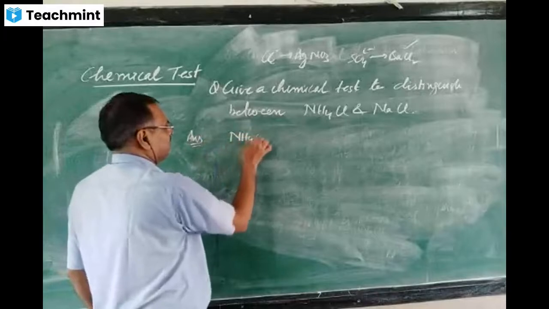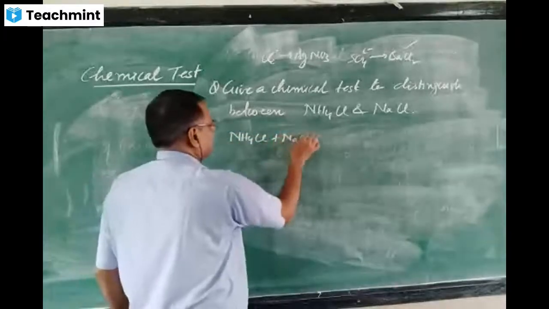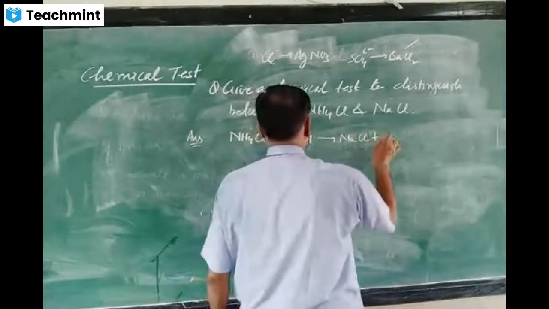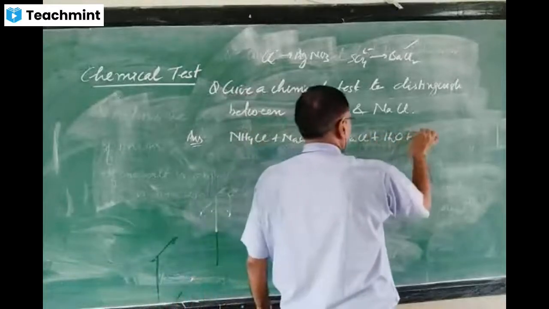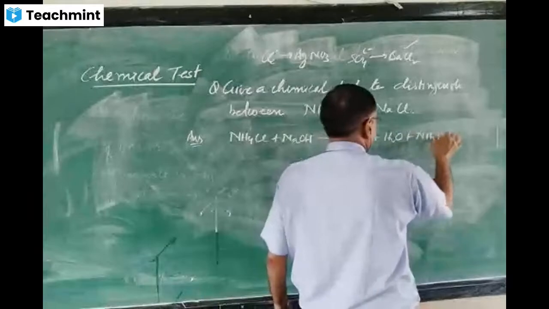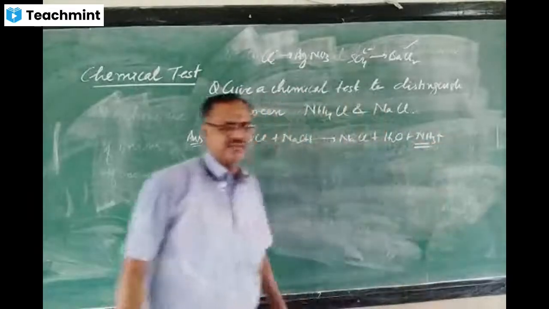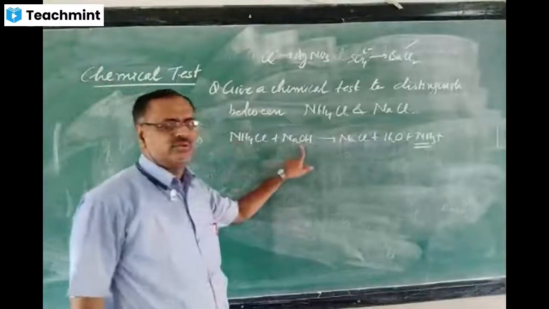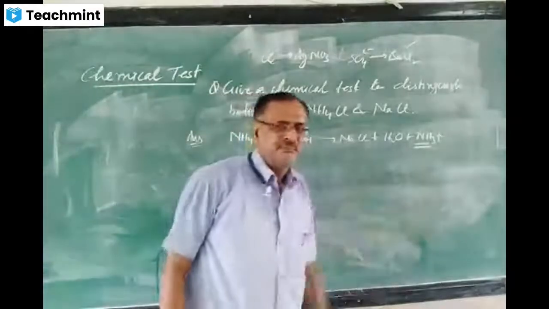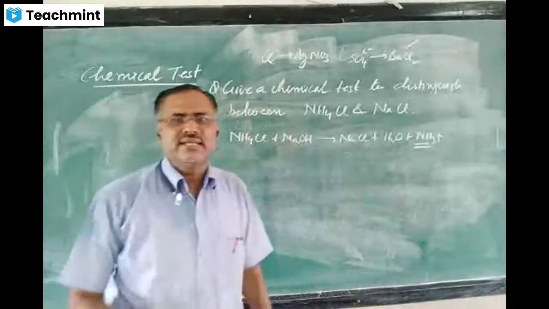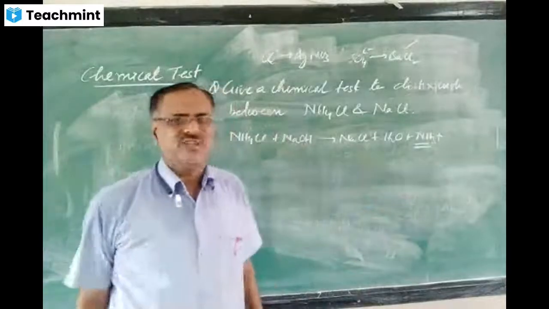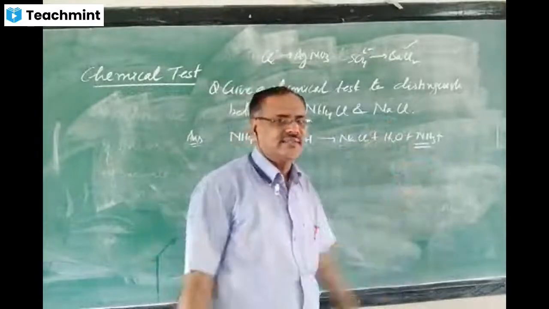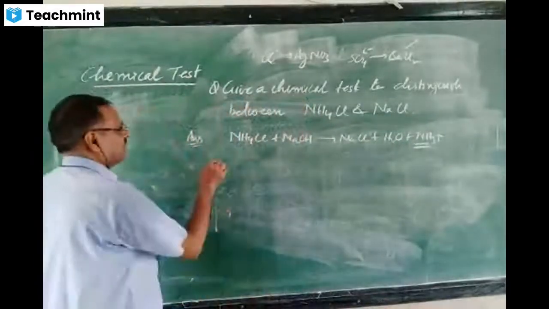This ammonium chloride, when it is heated with alkali, will form sodium chloride, water and ammonia. It means you have to give the test for ammonia gas. So what will happen here? When ammonium chloride is heated with sodium hydroxide, a colorless pungent smelling gas is released. It gives dense white fumes with a glass rod dipped in concentrated HCl. But when sodium chloride is heated, no gas is released. This is the answer, so note it down.